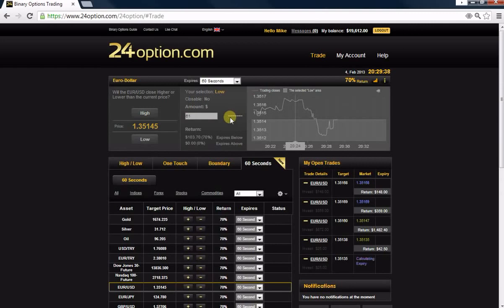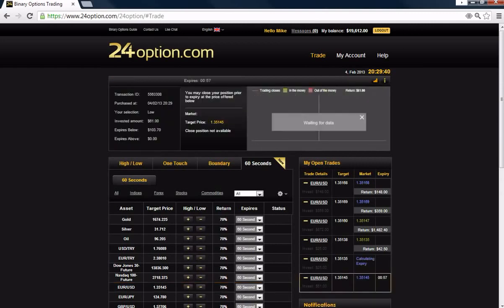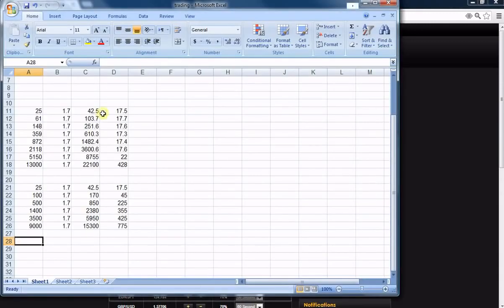Okay, looks like we lost that trade. So we got the $61 ready. Again, the $61 gives us a 70% return. That gives us a profit of $103.70. Taking into account the original $25 investment and the $61, that's an $86 investment with a return of $103.404. That's a profit of $17.70.